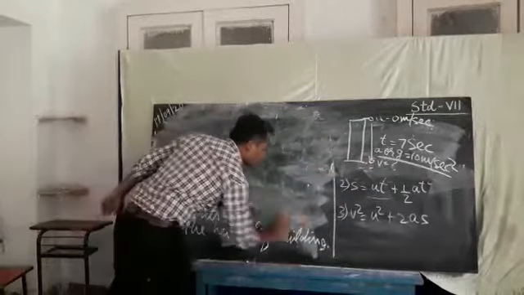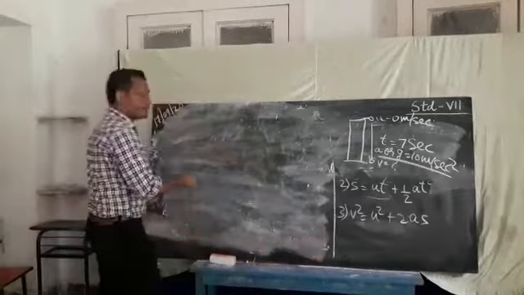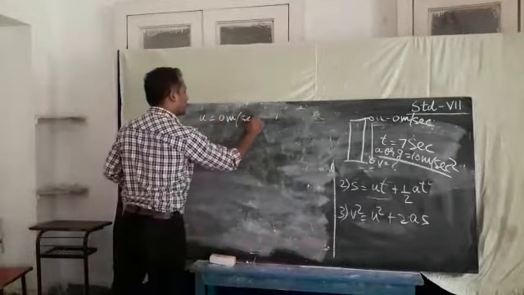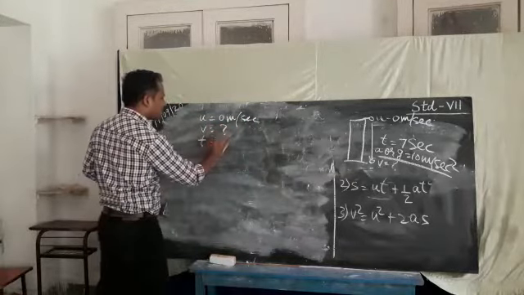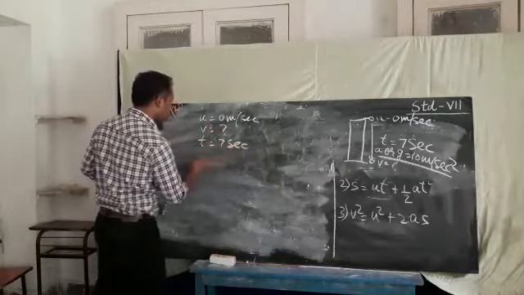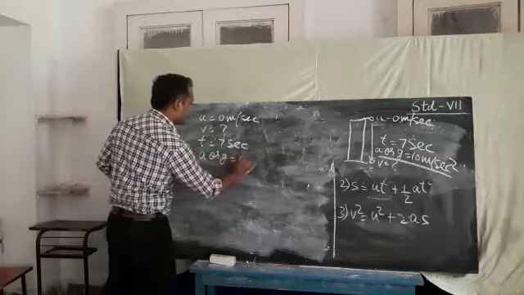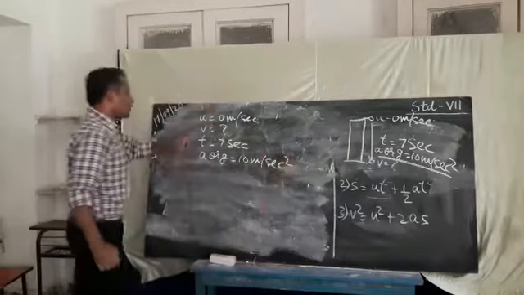Whenever you do a numerical in motion, first you have to write all the information down. u is equal to 0 meter per second. v is equal to question mark. Time is 7 seconds. a or g is 10 meter per second square. Now we have to find v.